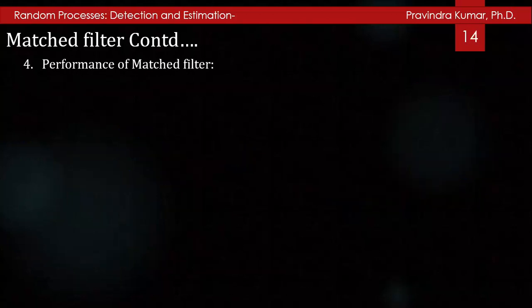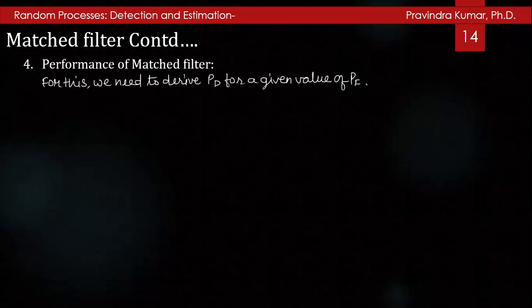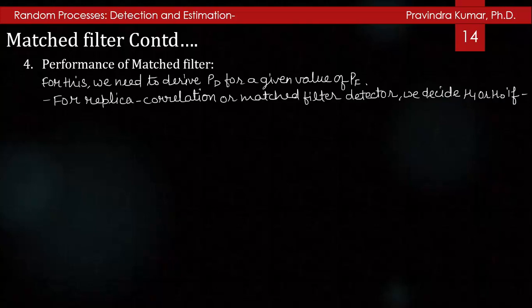Now we will discuss the performance of the matched filter. To determine the detection performance of the replica correlator or matched filter detector, we need to derive the expression for the probability of detection PD for a given value of probability of false alarm. So for the replica correlator or matched filter detector, we decide H1 or H0 if the test statistic T(x), equal to the summation over n from 0 to N-1 of x[n] s[n], is greater or less than gamma dash.